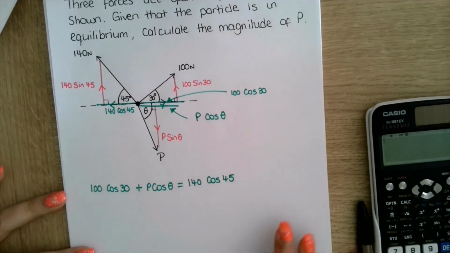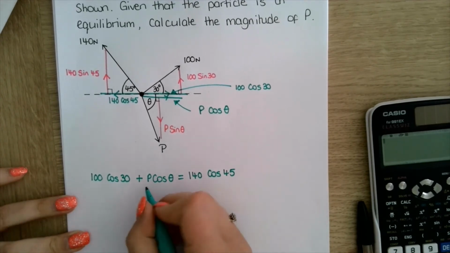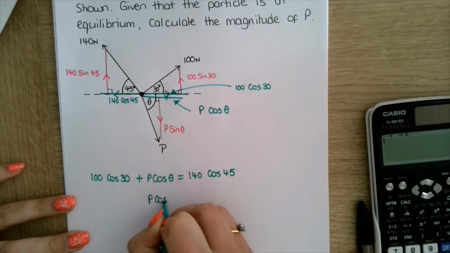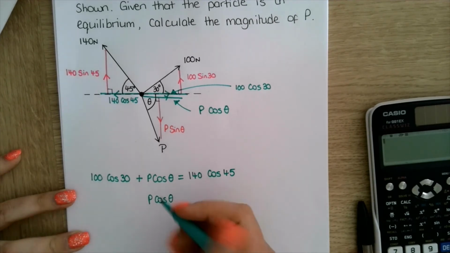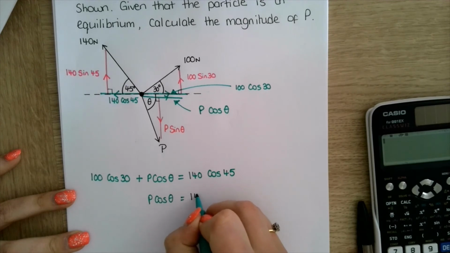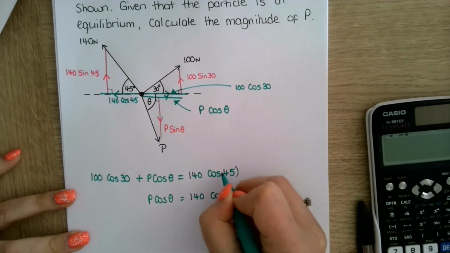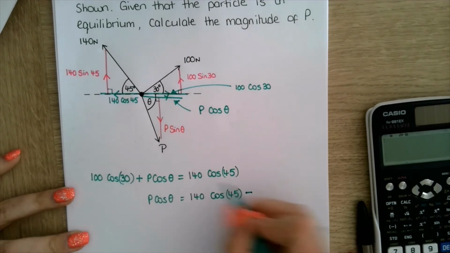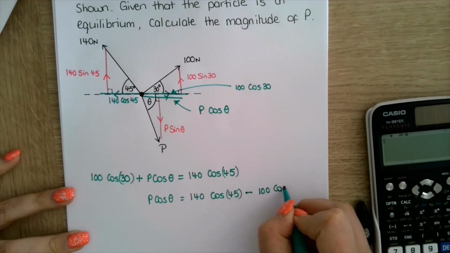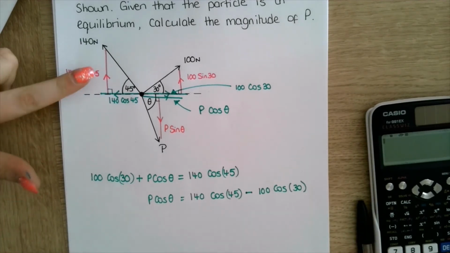What I'm going to do, because it's going to help me later on in the question, is rearrange this and just make the subject P cos theta. So to do that, I'm going to have to subtract 100 cos 30 from both sides. So I get 100 cos 45, probably put brackets around this, and then subtract the 100 cos 30. Same for my upwards and my downwards.